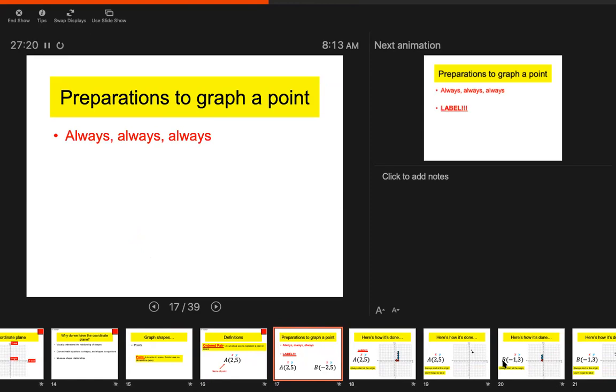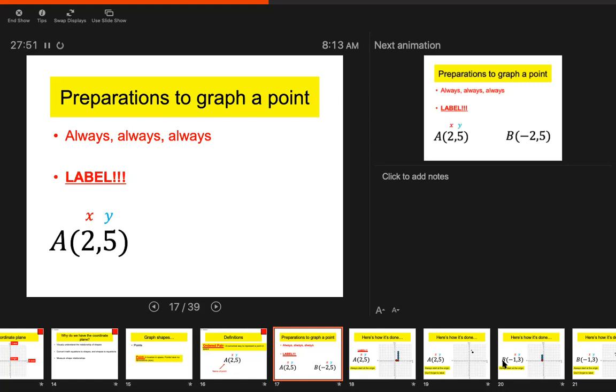Always, always, always label. I don't care what grade you're in, college or high school or middle school, you're going to label. Don't skip this step, it takes one second. I will give you a point and say graph it. Your first step will be to label. How are you going to label it? Well, with a capital letter. I'm going to label it X, Y. Always do this. Don't skip that step.